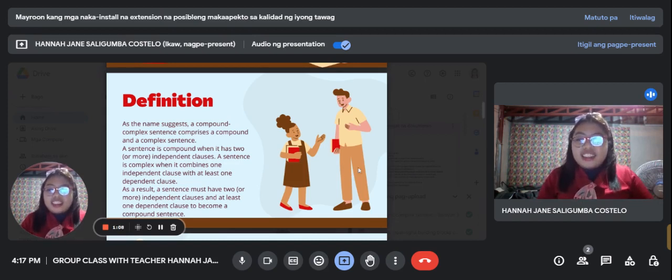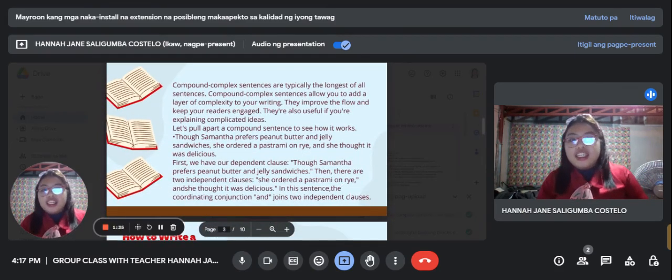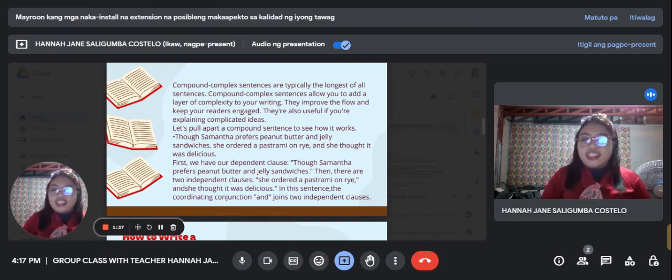As a result, a sentence must have two or more independent clauses and at least one dependent clause to become a compound sentence. So when we say compound sentence, it should have at least one or two independent clauses and another one dependent clause. Okay? So, compound complex sentences are typically the longest of all sentences.